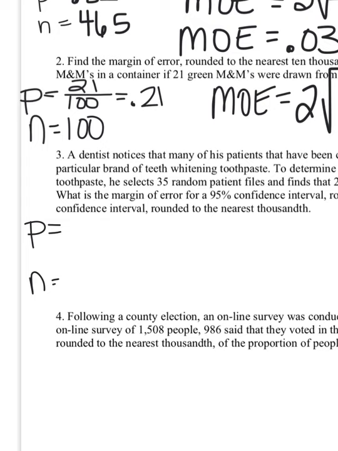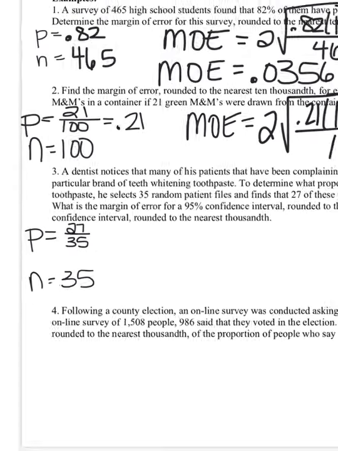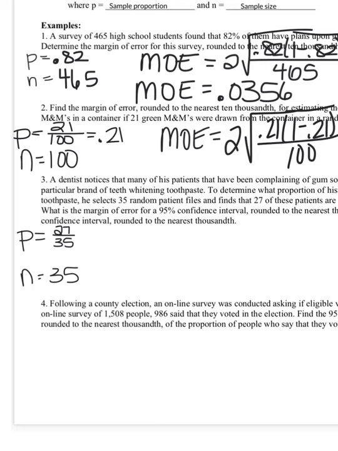He chose from 35 patient files. So out of the 35, 27 are using the same toothpaste. So your proportion is 27 out of 35. Now, if you type 27 divided by 35 into the calculator, it gives you a long decimal, and you can't round this. So I would just keep the 27 divided by 35 in your formula. Again, you can make it look exactly like what you're going to write down by using that alpha y equals button.